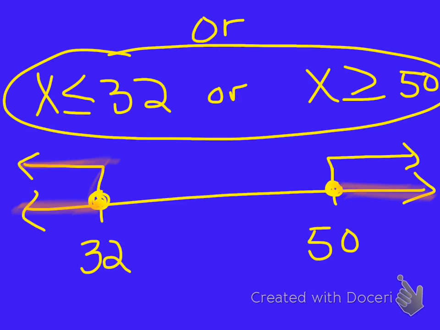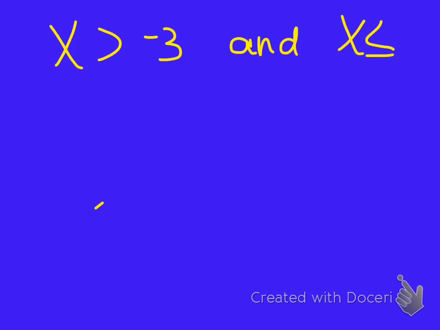Okay. So let's see what else we got here. Let's do some examples. They want you to graph the solutions of the compound inequality of x greater than negative 3 and x less than or equal to 7. They could have written this as negative 3 is less than x, which is less than or equal to 7. So we could have written it like that also.